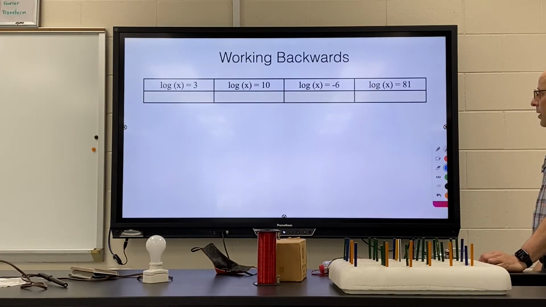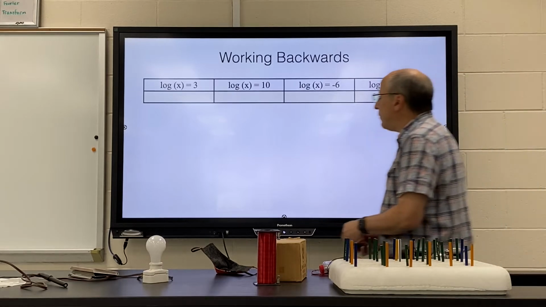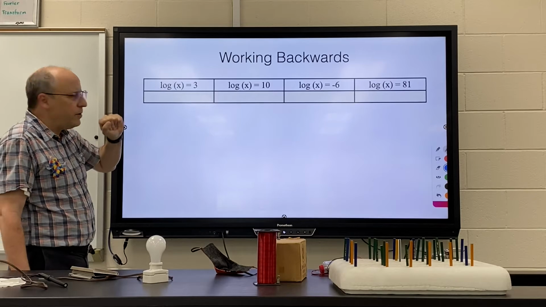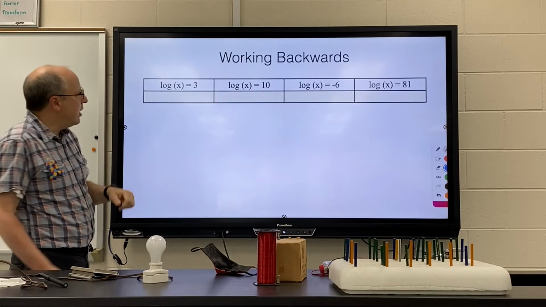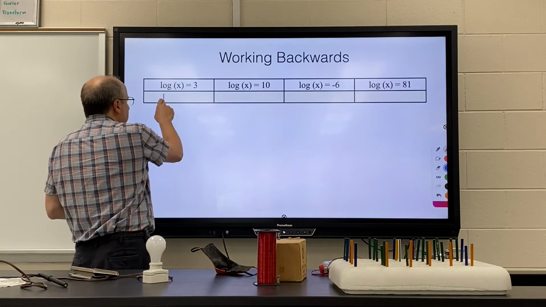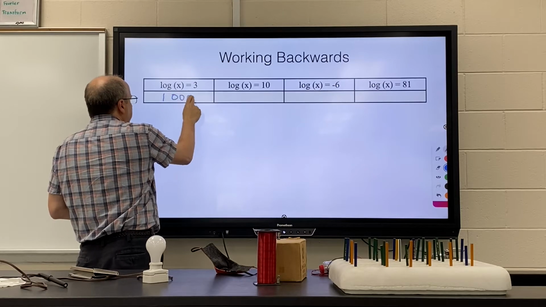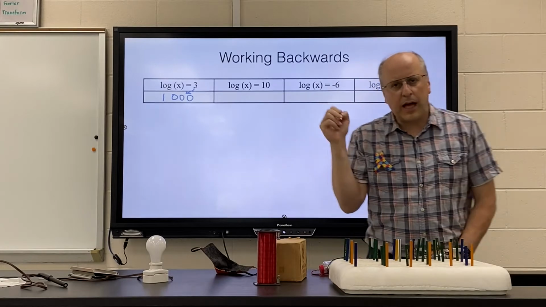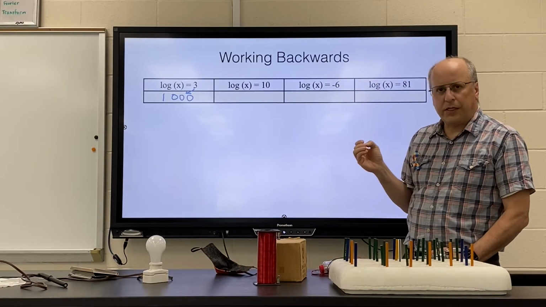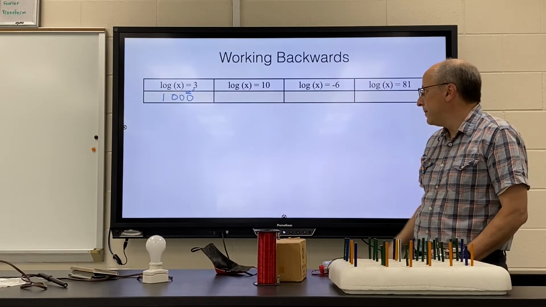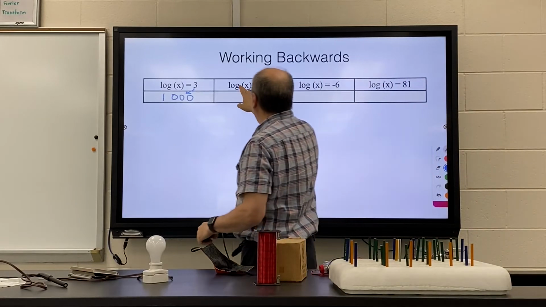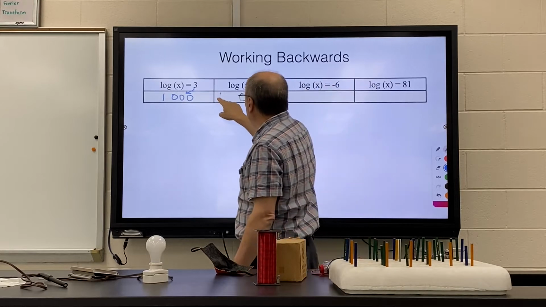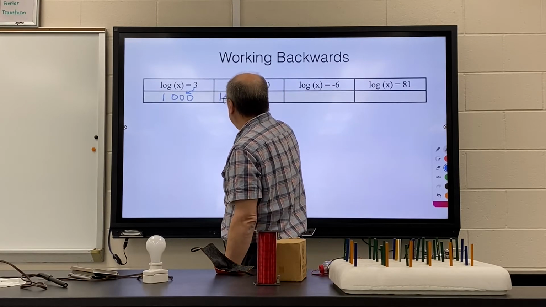Okay, if you were trying to work backwards, you say to yourself, what number would have a log that equaled 3? I hope you can do that at this point. I hope you realize that it's going to be 1 followed by 3 zeros. So try on your calculator doing the log of 1,000 and see if you do get 3. You should. You better. When you have a number like this, log of what number equals 10, it's going to be a 1 followed by 10 zeros.